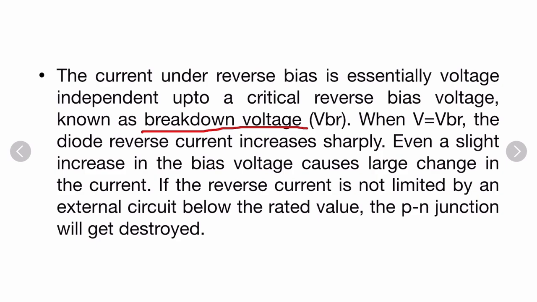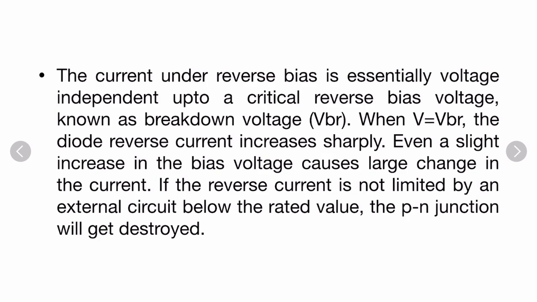It is under the reverse bias conditions. When V is equal to VBR, that is, the applied voltage is equal to the breakdown voltage, the diode reverse current increases sharply. So this is the importance of the term breakdown voltage. At the breakdown voltage, current increases sharply. Even a slight increase in the bias voltage causes a large change in the current. If the reverse current is not limited by an external circuit below the rated value, the PN junction will get destroyed. If you don't control the reverse voltage, the PN junction diode will be destroyed permanently.